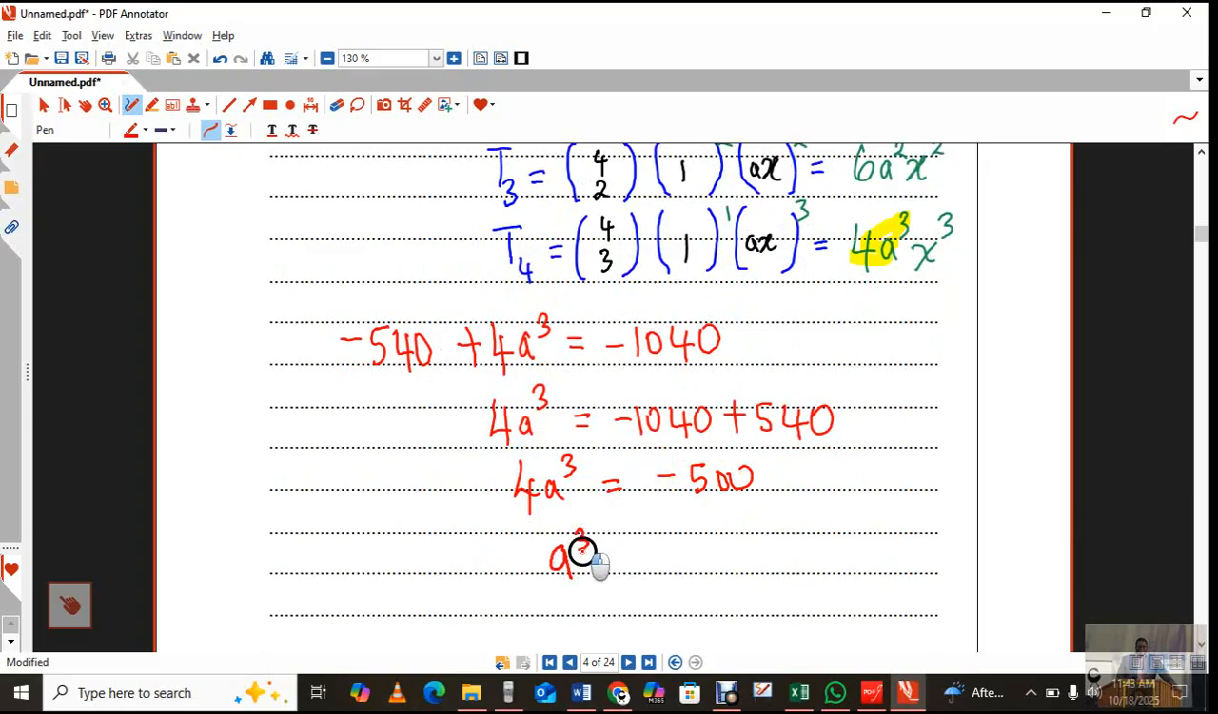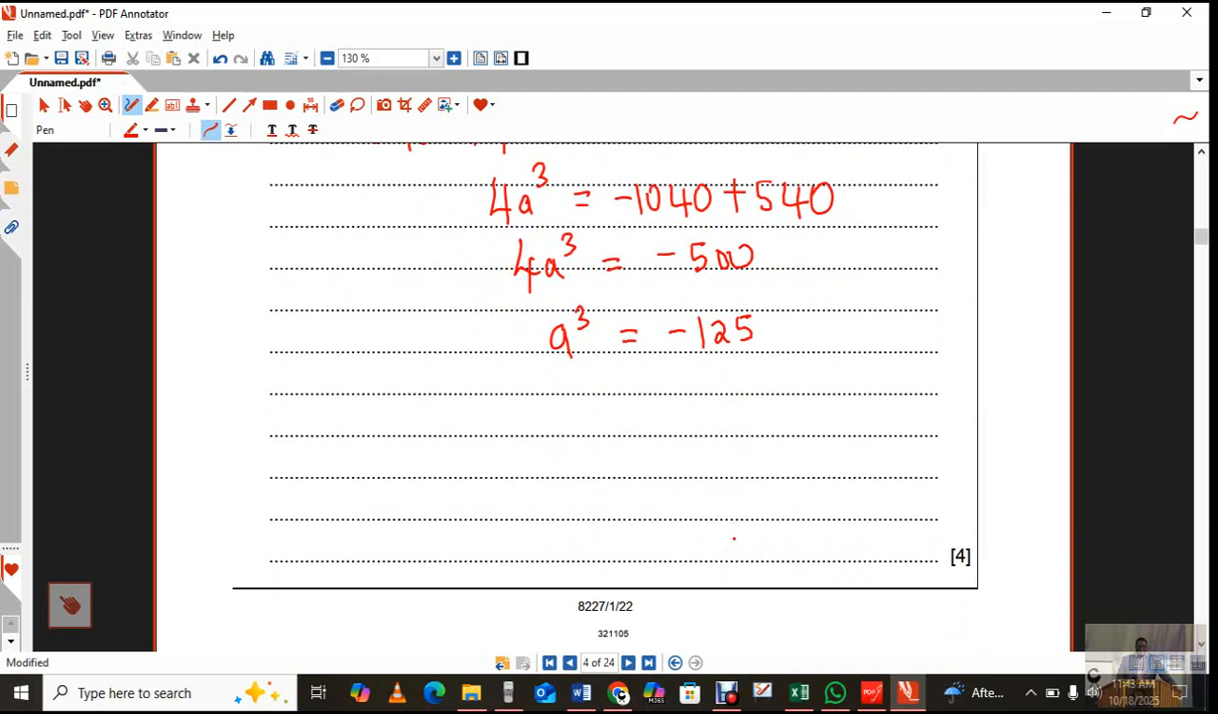Then a cubed is going to be negative 125. And to find the value of a, you say that the value of a is going to be the cube root of negative 125, which is possible. It's only the square root that isn't, which in this case is negative 5. Therefore, a equals negative 5.